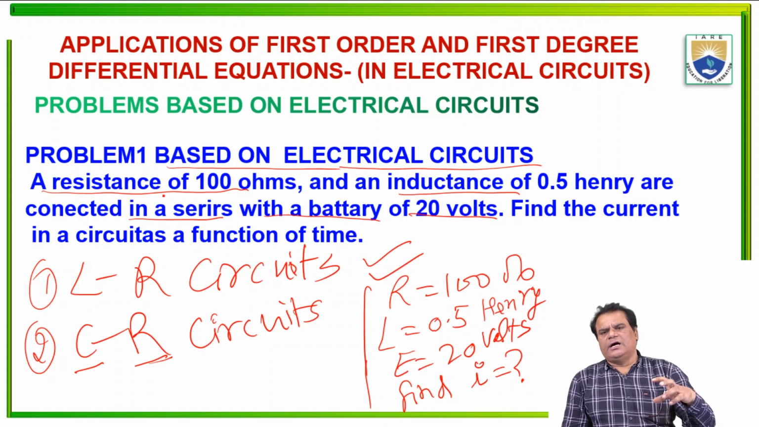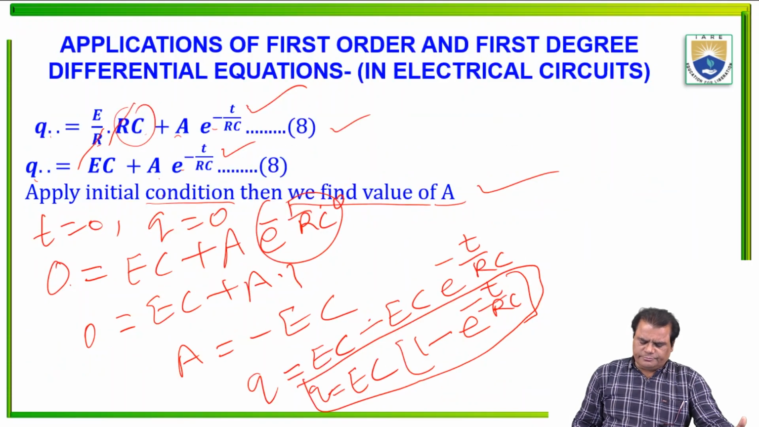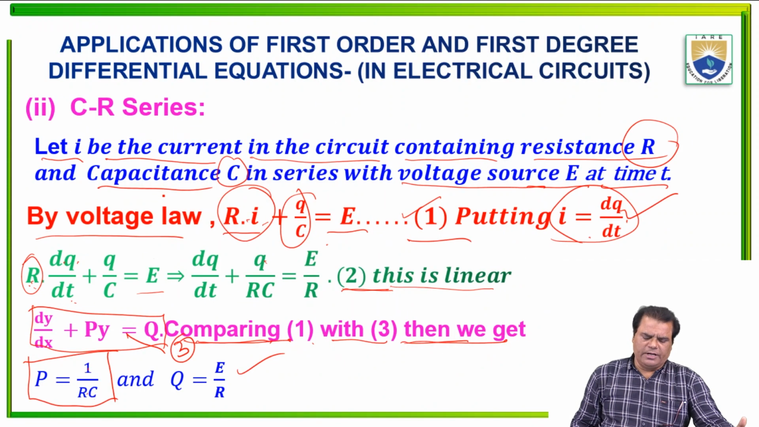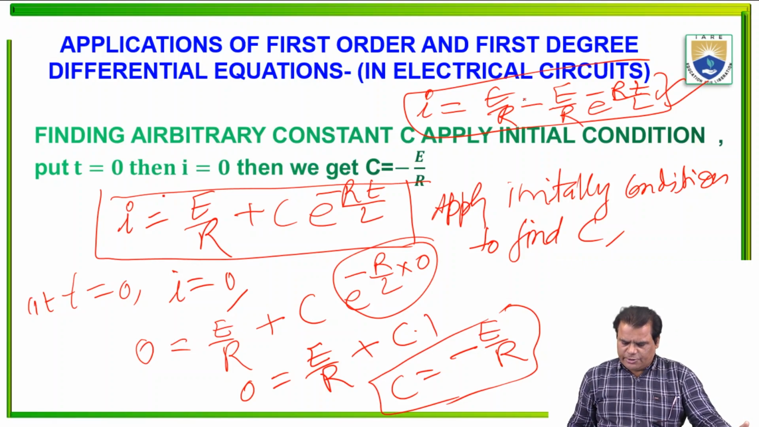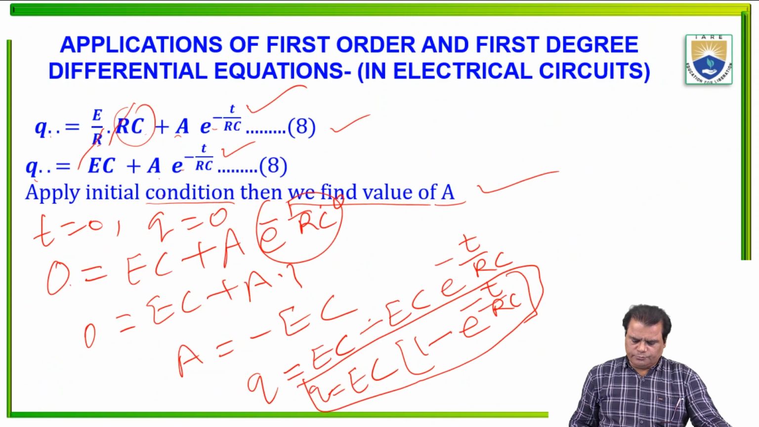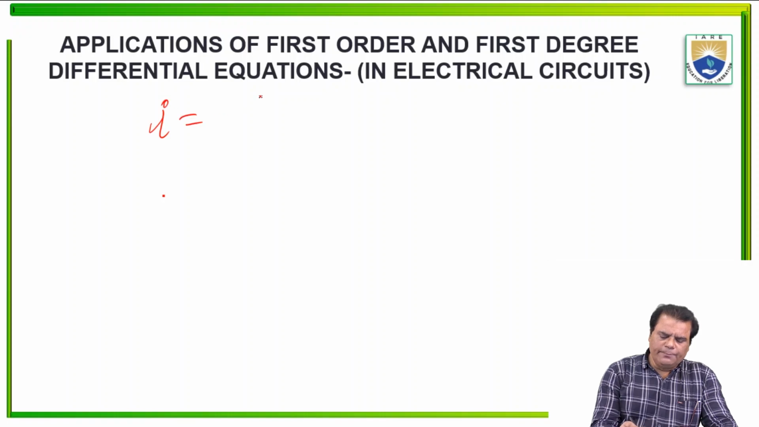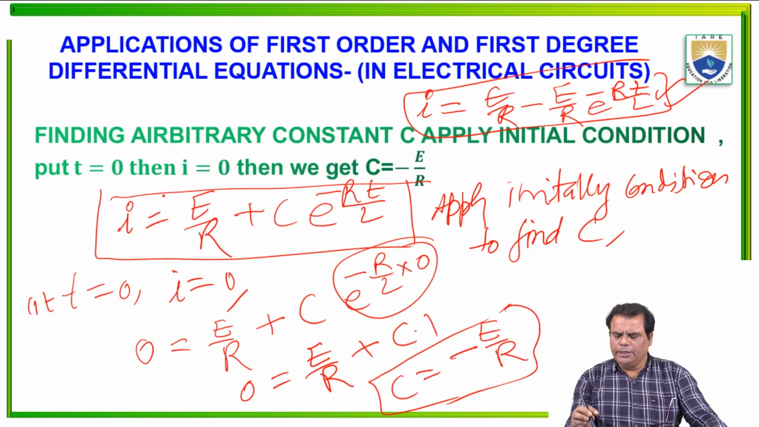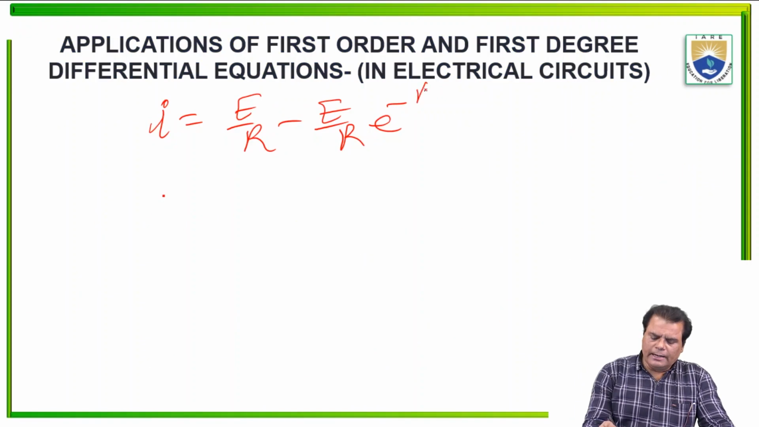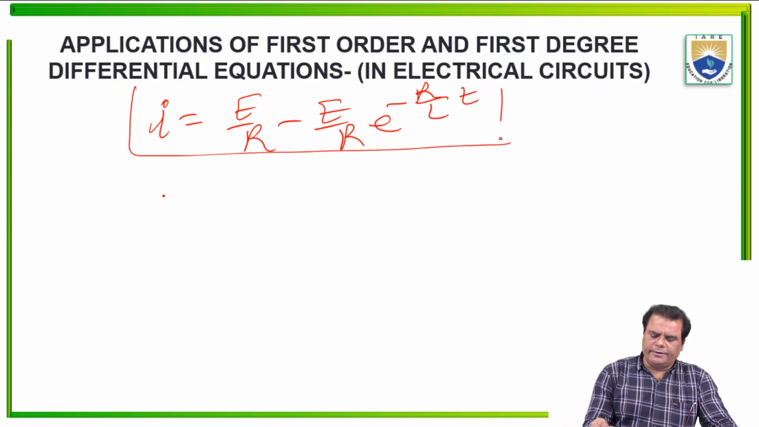Initial conditions are not given in our problem, so we take formula 1. Formula 1 is this: I equal to E upon R minus E upon R e to the power minus R upon L into T. This formula we have proved here.